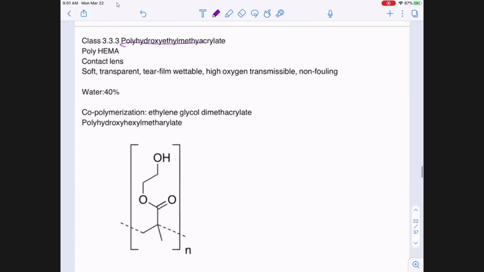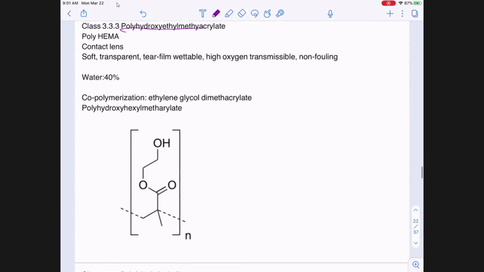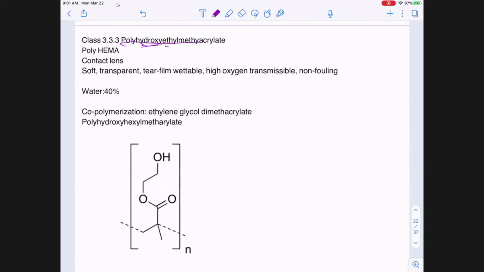And here again, we have polyhydroxyethyl methacrylate. Hydroxyethyl methacrylate. Yeah, you see the methacrylate. That's carbon. Yeah, and this one is to make a double bond. Yeah, so like this one.